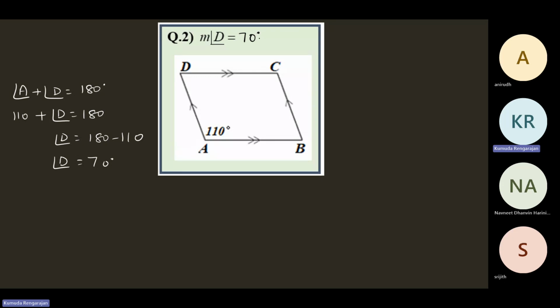What about the measure of angle C? 110. Correct. Angle C will be equal to 110 degrees because angle A is equal to 70 degrees. Opposite angles are equal, ma'am. So C is equal to 110. And what about the measure of angle B? Ma'am, B is equal to 70. Correct. Opposite angles are equal because we already found angle D. Angle D is 70, so B will also be 70.